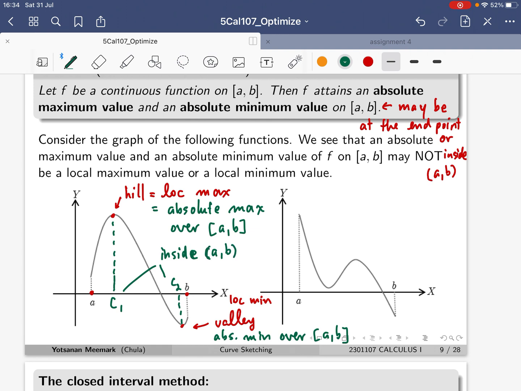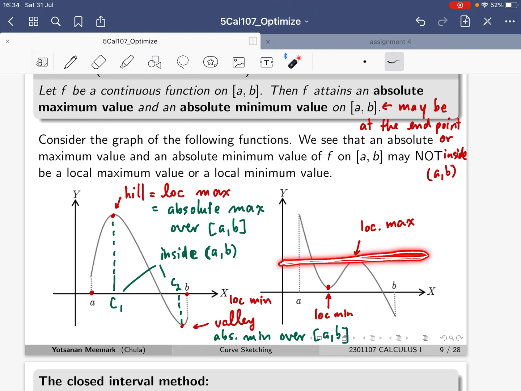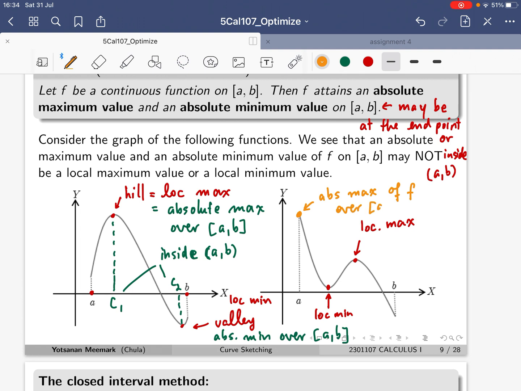However, if you take a look at this one instead, here is a valley, there's a hill. This one is a local max, this one is a local min. However, do we have some other function value that's higher than this peak? Of course, it's right here. This one is larger than this local max. So this one is called the absolute maximum of this function f over the interval from a to b.